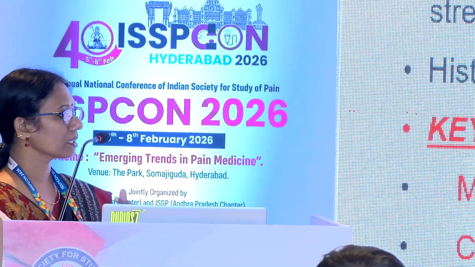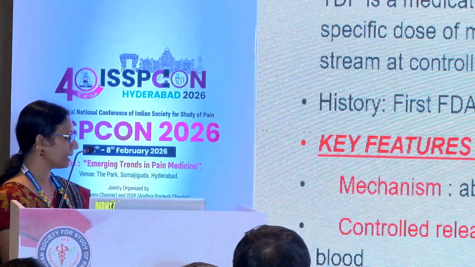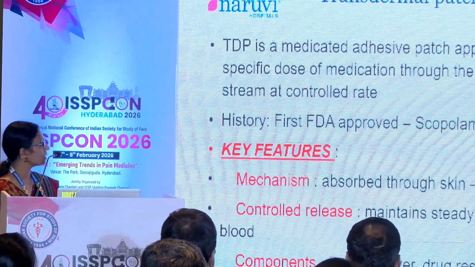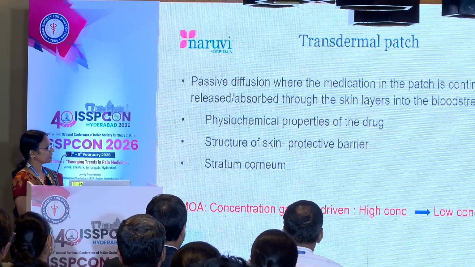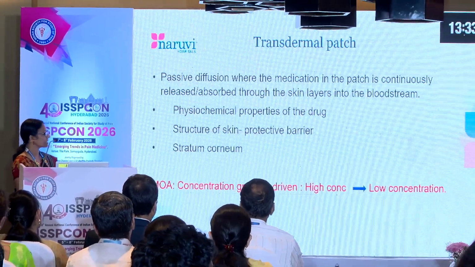So the mechanism is the drug is absorbed through the skin, avoids the first pass metabolism, and there is a controlled release of the drug. There is a mechanism in the patch which allows the drug to go at a particular rate, so there is always a constant plasma level that is maintained. The components of the patch are the backing layer and the drug reservoir. I'll show the picture.